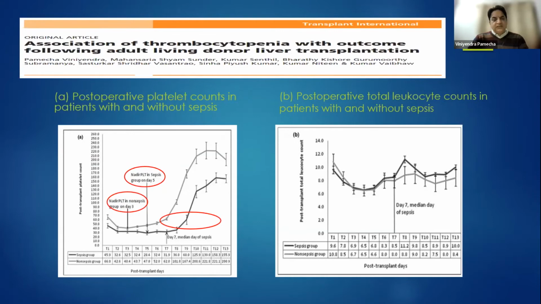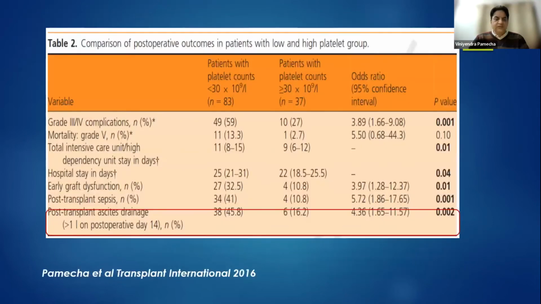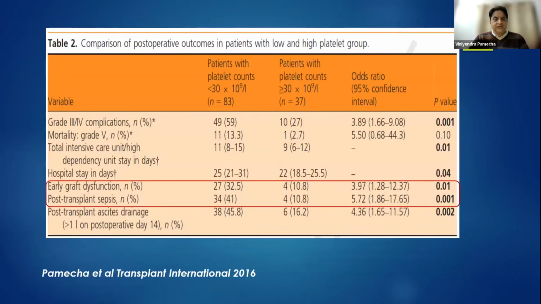And you can see that those who continued to remain thrombocytopenic did develop sepsis on day 7 as well. So that's a very good predictor of where the patient is going. And you can modulate your immunosuppression based on how the platelets are behaving after the transplant. This has been shown in the DDLT setting as well, and ours was in the LDLT setting. Again, thrombocytopenia is associated with early graft dysfunction, and both post-transplant sepsis significantly impact the thrombocytopenia as well.